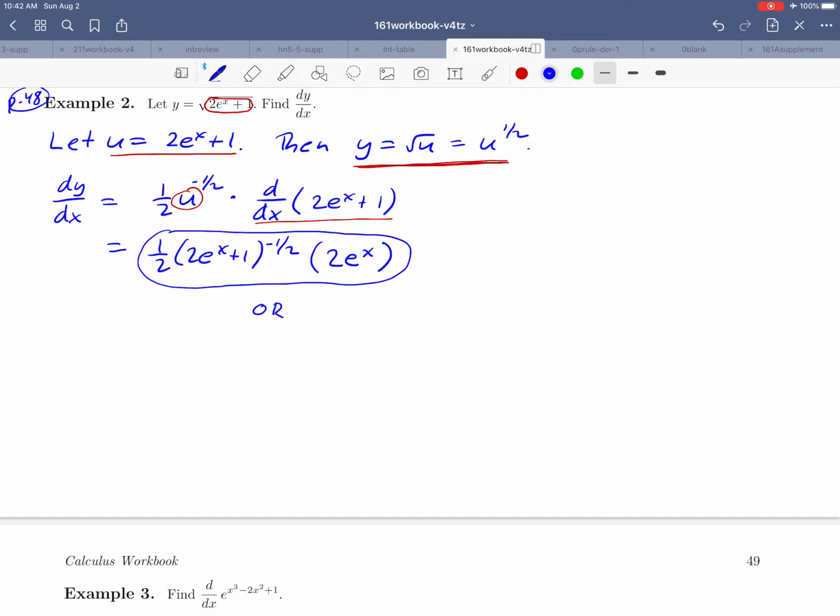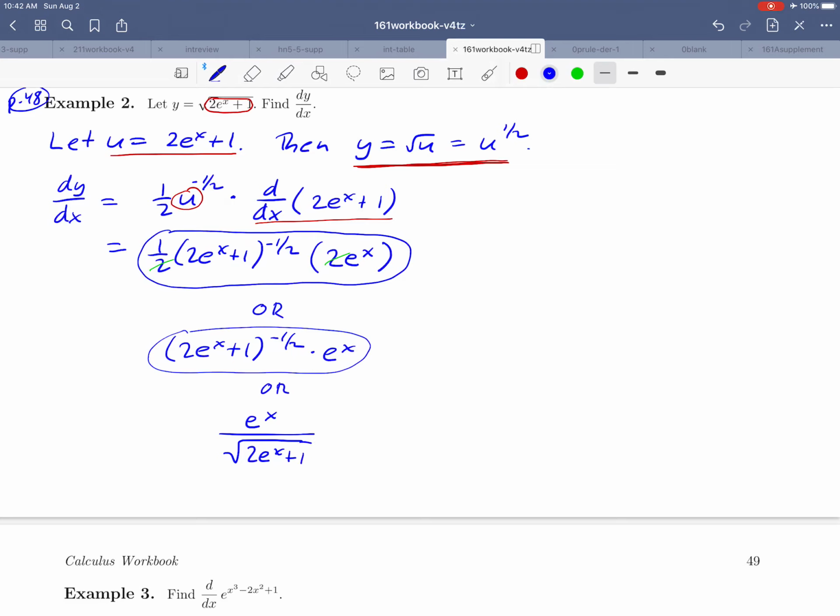If you want to simplify a little bit, you might notice that those two 2's cancel out. So we could also write this like this if we wanted to, times e to the x. Or if you want to get even fancier, you could take that negative 1/2 power and put it back into the denominator and write this as e to the x over the square root of 2e to the x plus 1. Any of those three answers would be acceptable as a final answer.